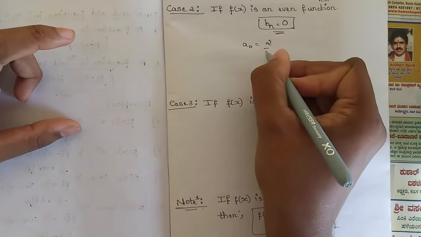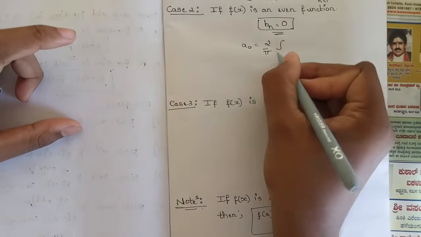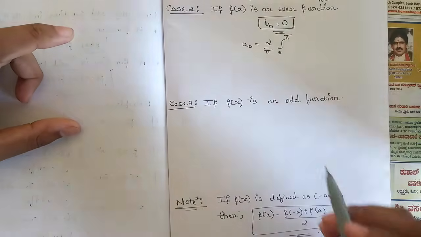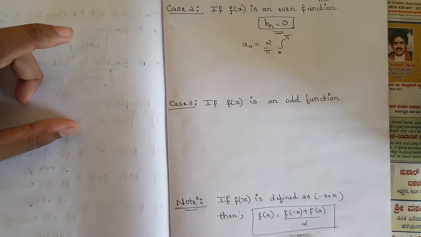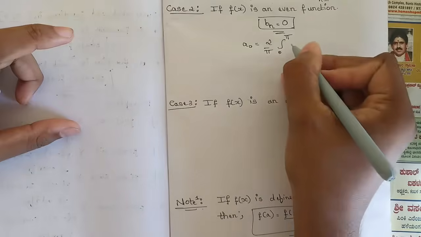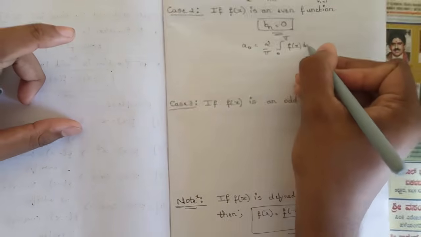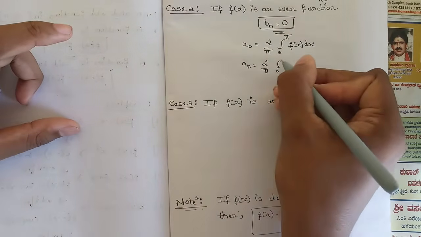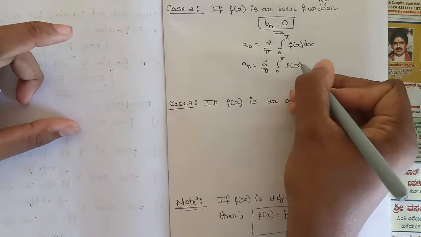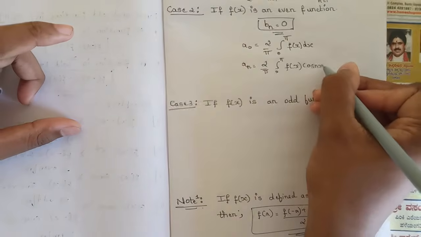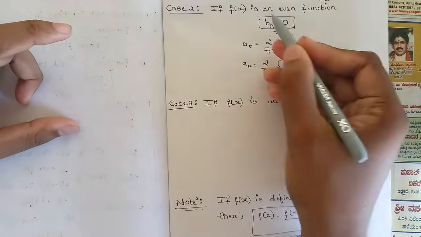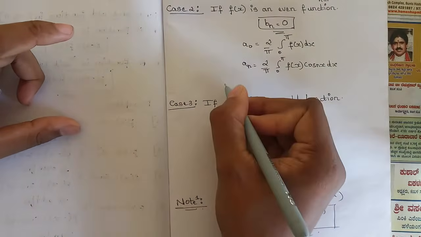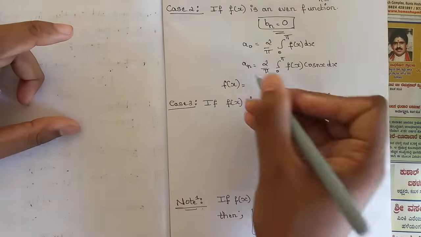a0 equals 2 by pi integration from 0 to pi, this time it's 0 to pi, whereas when it was neither even nor odd, it was from minus pi to pi, f of x dx. An equals 2 by pi integration from 0 to pi f of x cos nx dx. So these are the Fourier coefficient values. Now let's write the Fourier series in this case.